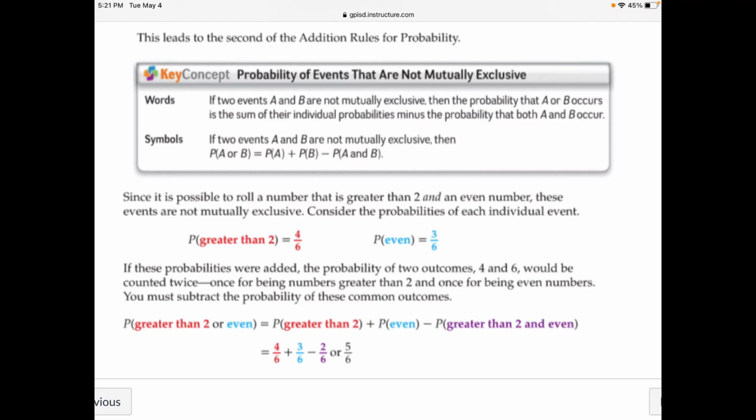Okay, so I just wanted you to see that there are two different ways of doing this. When it's a simpler problem, you can just write out the sample space and figure it out. But when the sample space is larger, then it becomes a little bit more complicated.